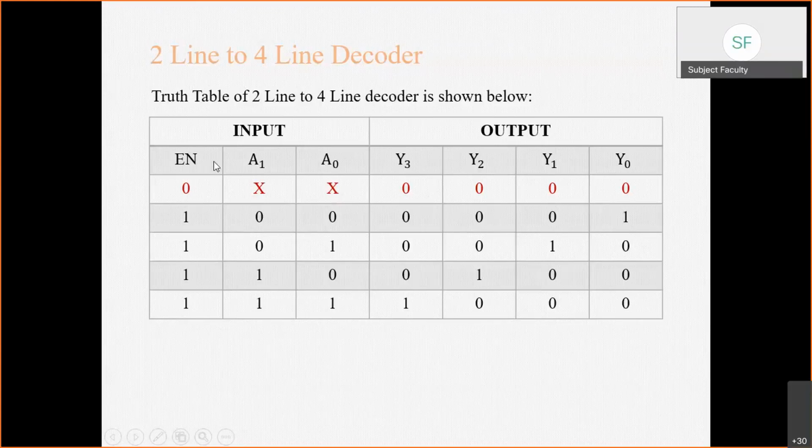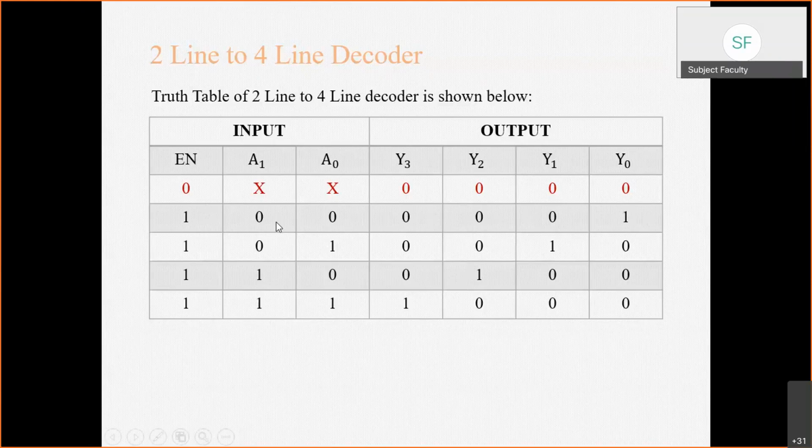So in order to decode, your enable must be high. Here you can observe 4 combinations of inputs are possible, and for all 4 combinations we have kept the enable pin high. Then only your Y0, Y1, Y2 and Y3 outputs will be high, and only one output will be high at a time for the given possible combinations.